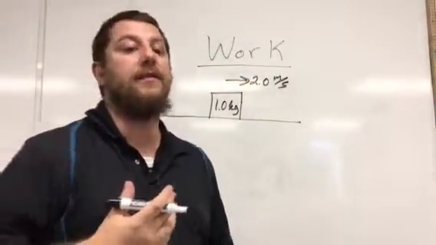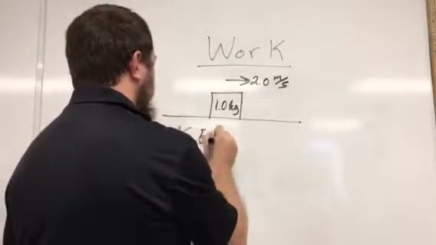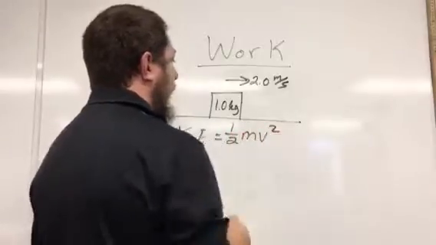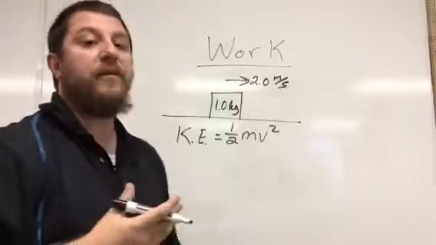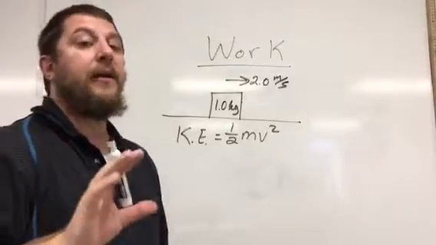What's the kinetic energy of this object? The kinetic energy of this object is equal to 1/2 mv squared. And I don't have to worry about initial and final velocities because the velocity of the object is not changing. Now, here's the key.